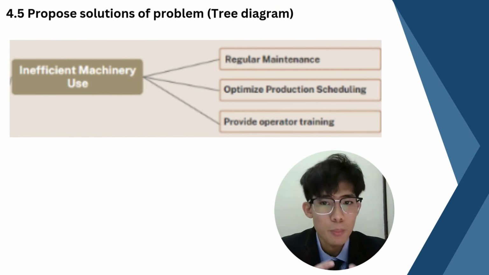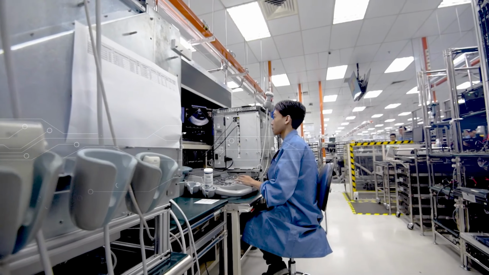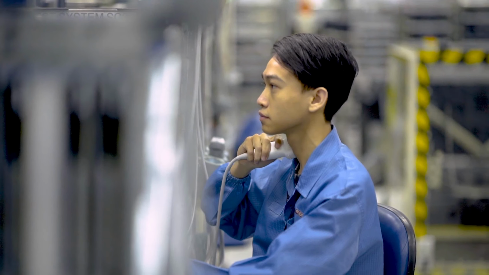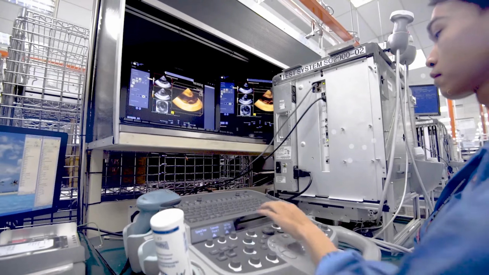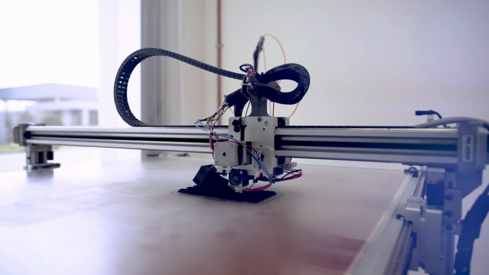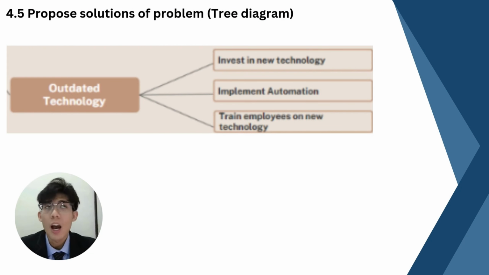Thirdly, we suggest providing operators training on proper machine setup and maintenance tasks. For example, we can set up workshops on setting up injection molding machines to ensure better product consistency. Next, as for the outdated technology problem, reliance on outdated technology hampers efficiency and quality. Our strategies include investing in new technology, where we allocate a budget for modern machinery and equipment.